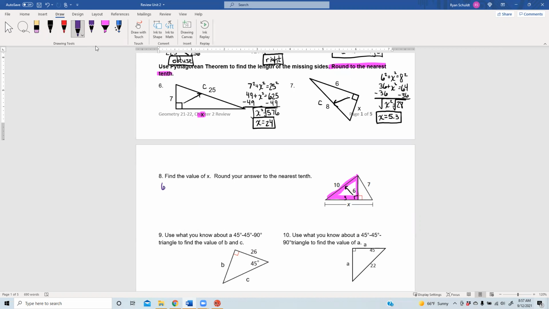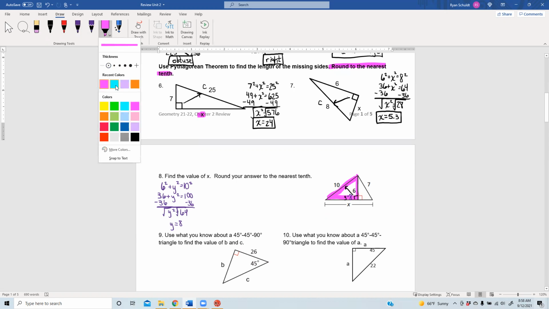So I'm going to do 6 squared plus y squared equals 10 squared. 6 squared is 36. 10 squared is 100. Move the 36 over. Get y squared equals 64. Square root it, and you get y equals 8. There's your y. So there's this piece right here. This piece is 8.